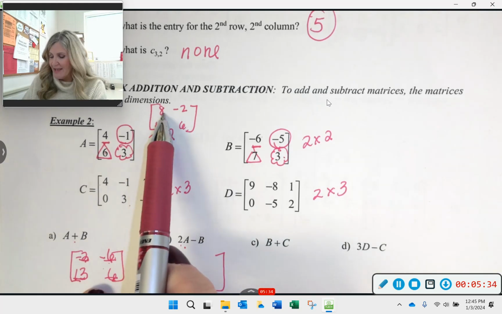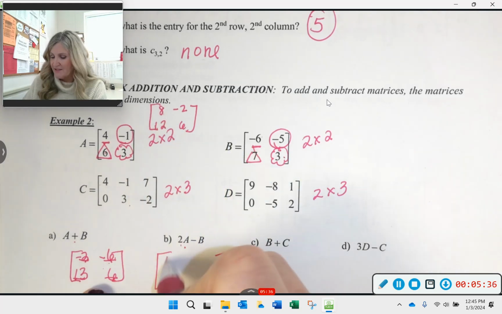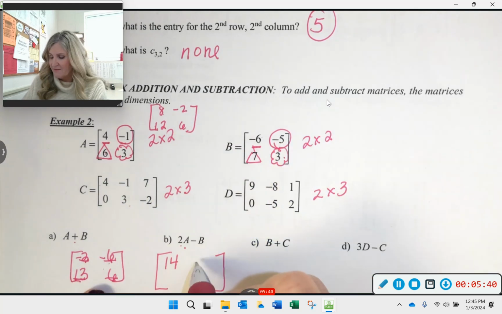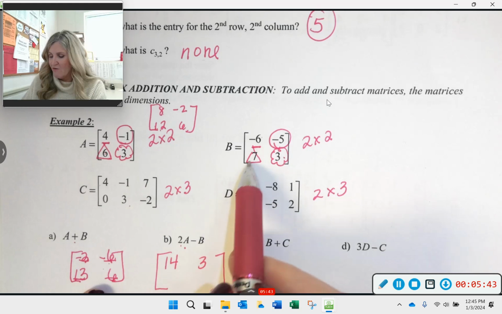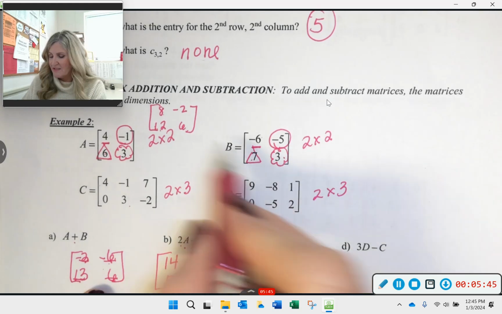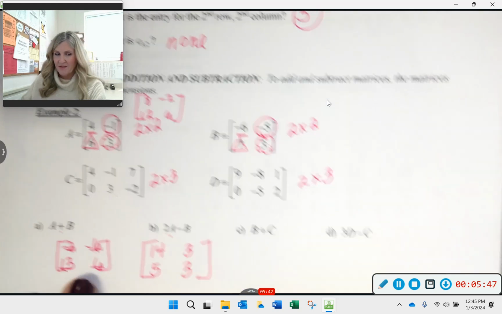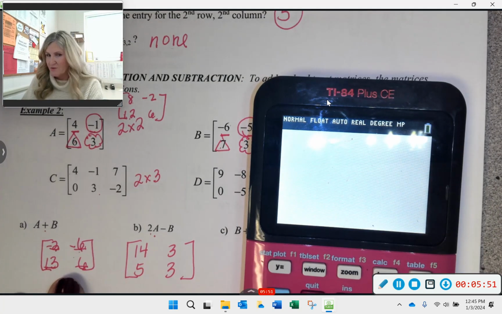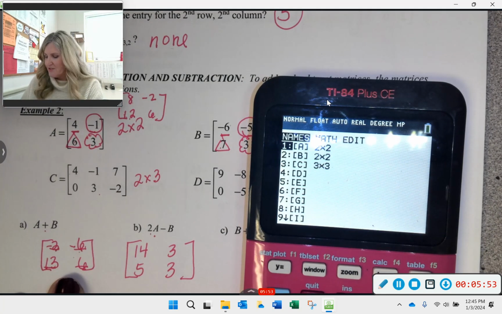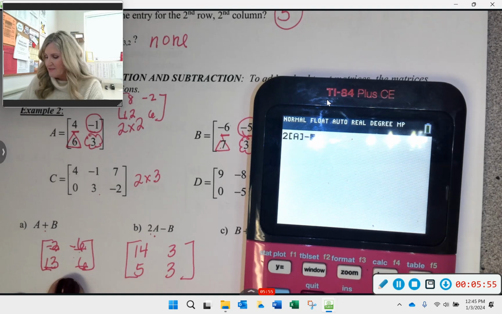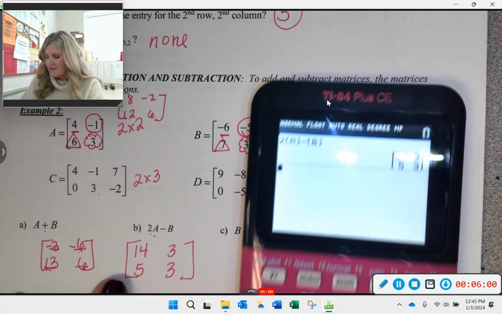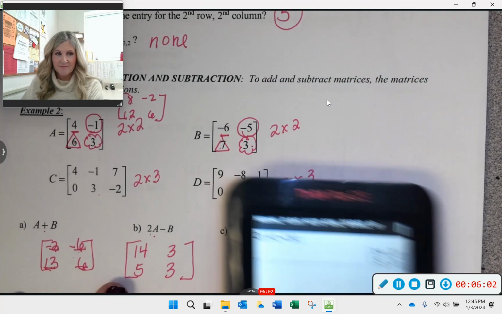So I'm going to have to do 8 minus -6, -2 minus -5, 12 minus 7, and 6 minus 3. Now, I did that pretty quickly, so let's check it. We're going to go back to matrix A, minus, go back to matrix B, and we are correct.